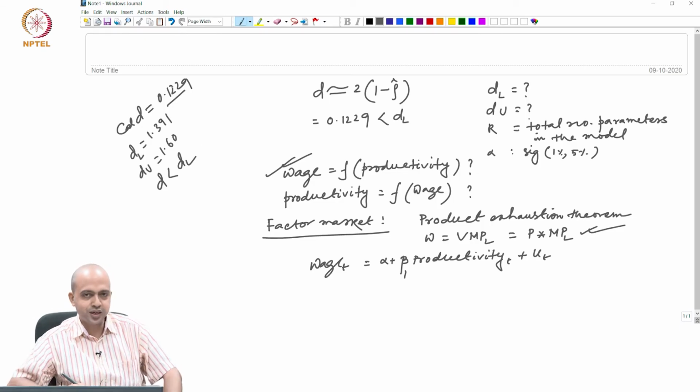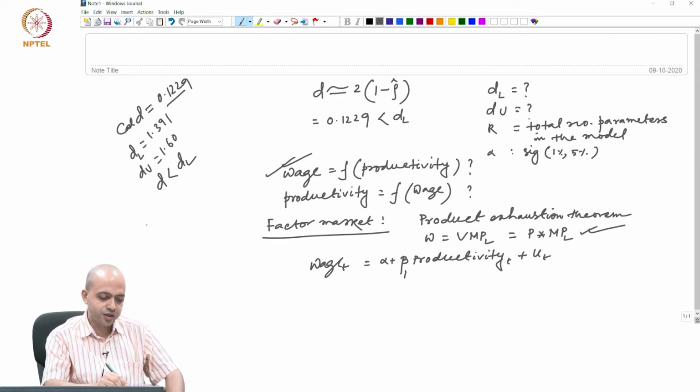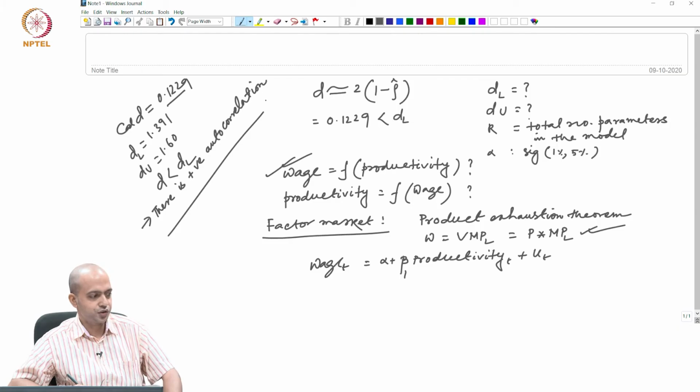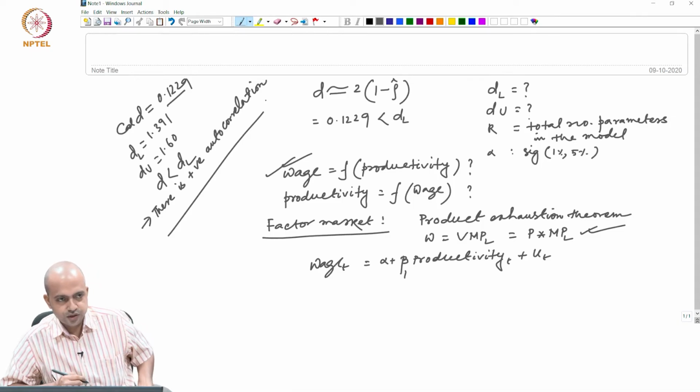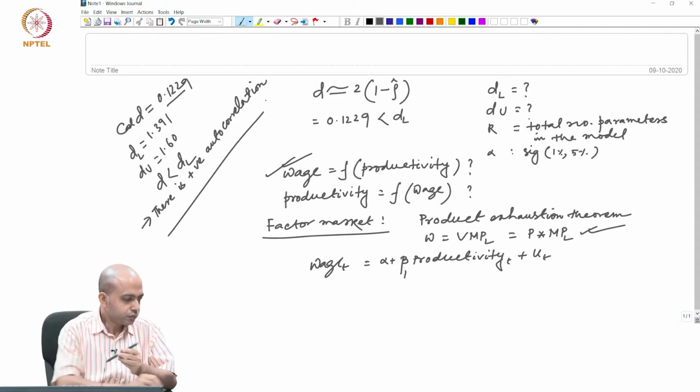From the value itself you can understand that it is tending towards 0, it is not tending towards 2. Since the calculated D is lower than the Durbin-Watson lower limit, the decision is that there is autocorrelation. There is positive autocorrelation. That is how you have to take your decision. So this is how you get it from the Durbin-Watson test statistic.